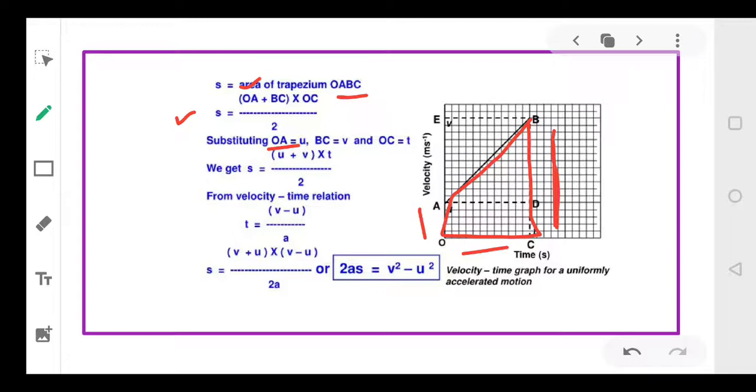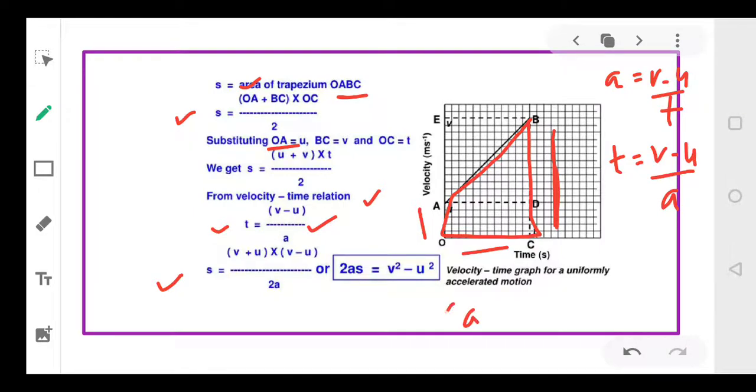Okay. So from the velocity time relation, we know that T is equal to V minus U upon A. See, A is equal to V minus U upon T, which we have just calculated. So T will always be equal to V minus U upon A. We'll use this equation from the first equation. Now put both the values here. So S is equal to (U plus V) multiplied by (V minus U) upon 2A.